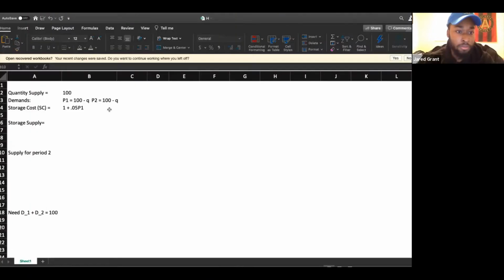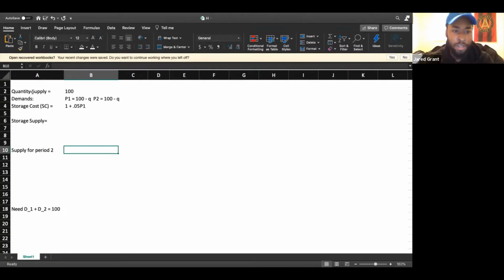I'm not as good at writing as Julie and Dr. Dorfman, so I like using Excel for my examples. Hope that's okay. So hold up. Can y'all see quantity supply up top?